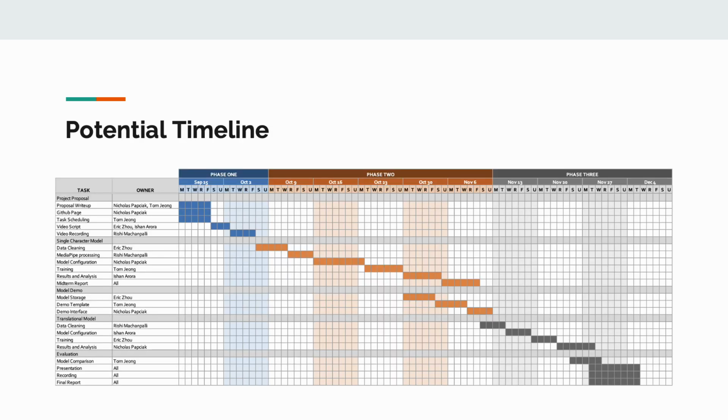Here's a potential timeline that we would like to implement. We would divide up the work by each member and work every week.